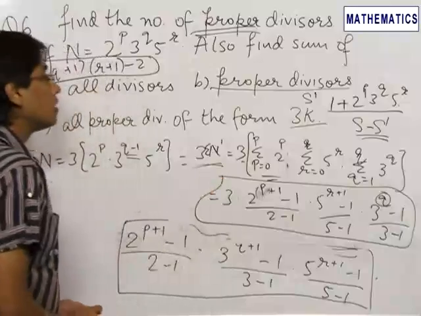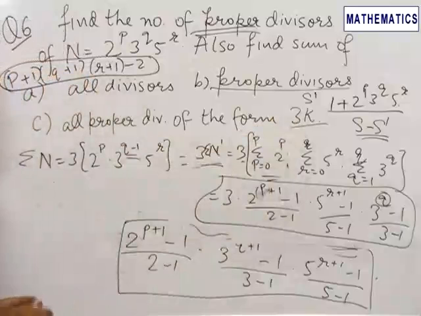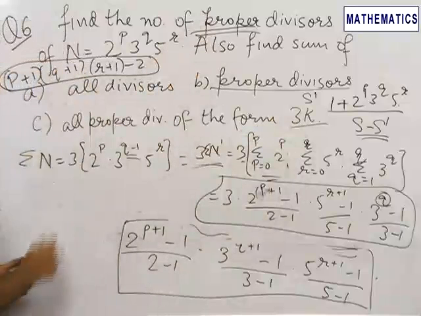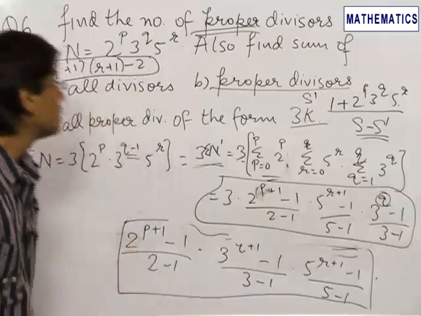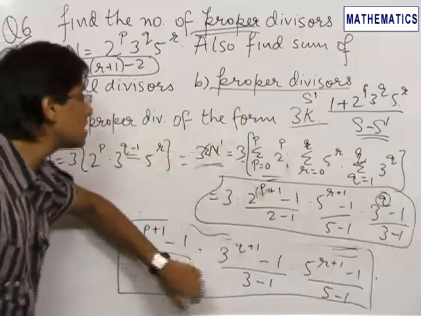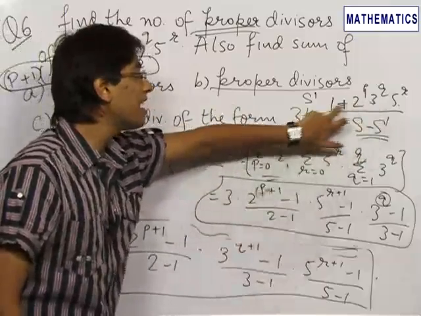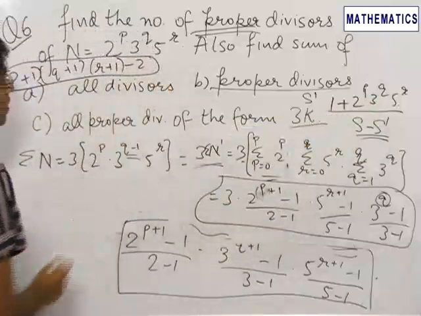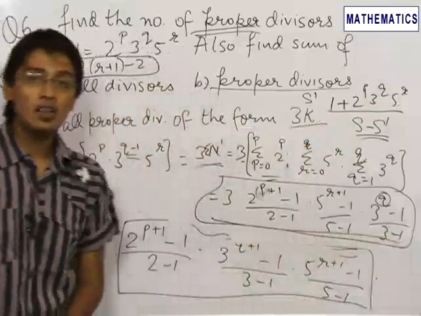So this is the sum of all the proper divisors of the number of the form 3k, and hence our final answers are: number of proper divisors are p plus 1 into q plus 1 into r plus 1 minus 2. Sum of all divisors is this. Sum of the proper divisors is this minus the two improper divisors, which are 1 and the number itself. And the answer for the fourth part, that is the sum of all proper divisors of the form 3k, is this. And these are our final answers.